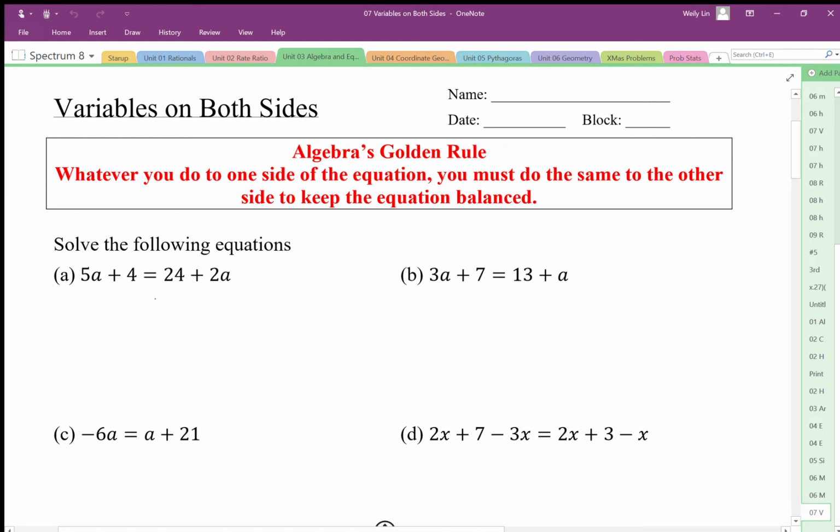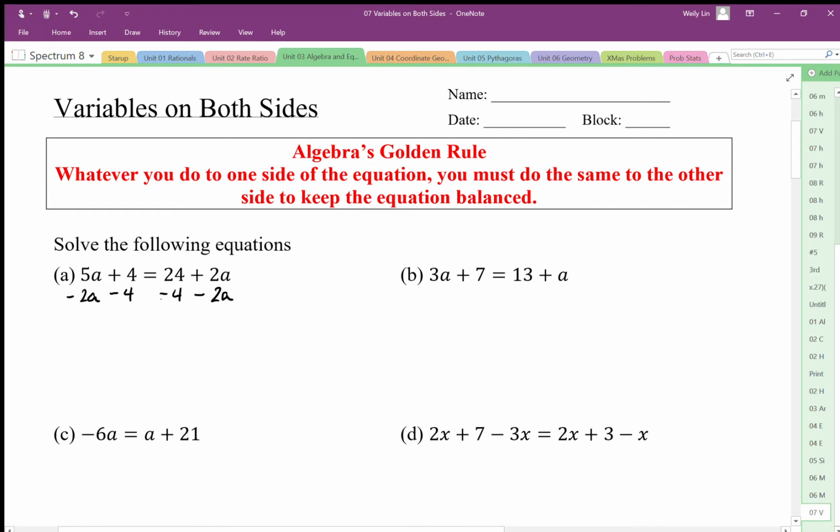But what we want to do is make sure we get all the variable parts on one side, all the numbers on the other side. So what I'm going to do here is I'm going to undo the +4 with the -4 on both sides. I'm going to undo the +2a with the -2a. So I can subtract variables and create 0 pairs. Just have to make sure I keep my balance.